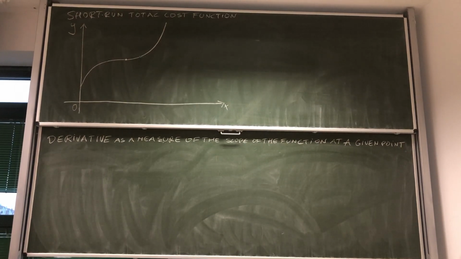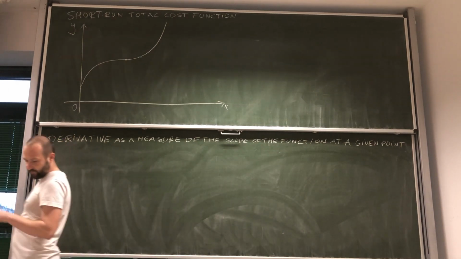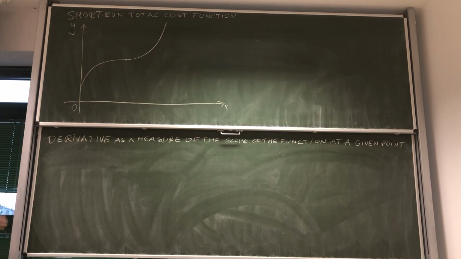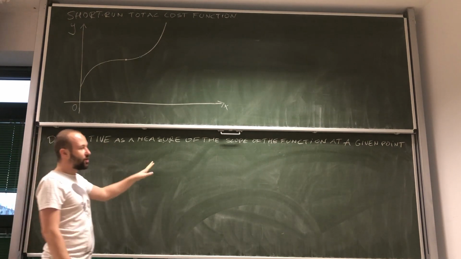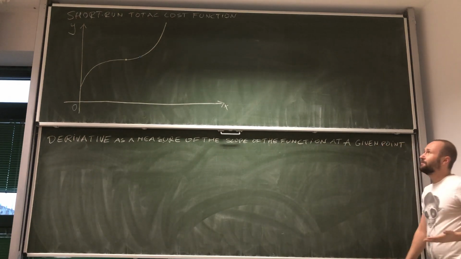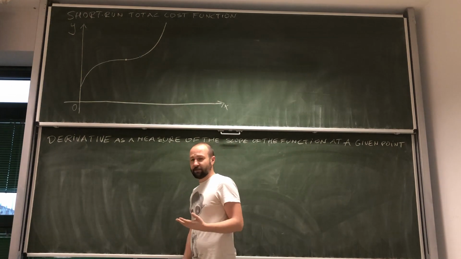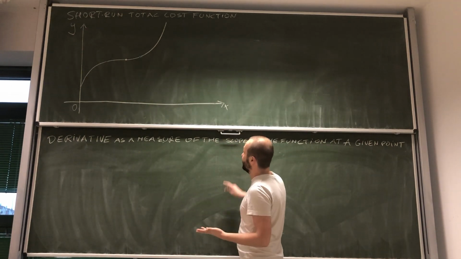Hi. Look, in this video, we're going to look at the derivative from a different perspective. We will think of the derivative as a measure of the slope of the function at a given point. So basically, we're going to be talking about the graphical representation of the derivative.